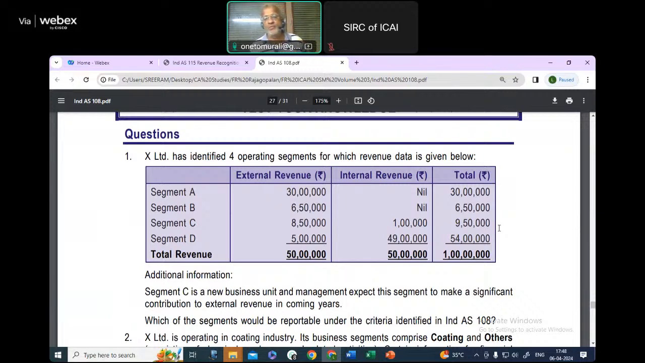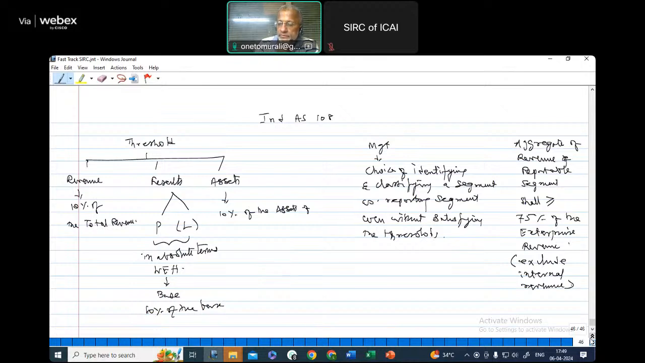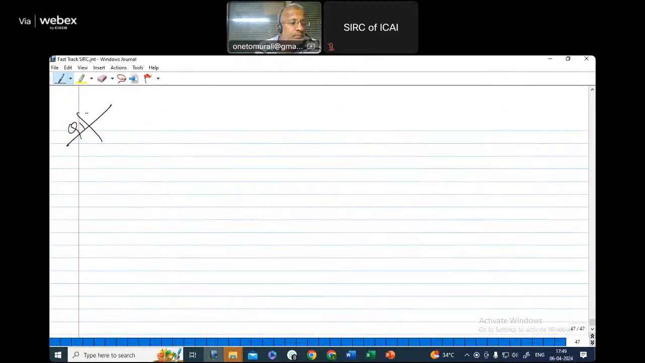And the total is 36.5, 9.5 and 54. So additional information, segment C is a new business segment and management expects this segment to make a significant contribution to external revenue in coming years. Which of these segments would be reportable under the criteria identified in 108? So we understand that 1 crore is the total revenue, external and internal together. So total revenue 100 lakhs. 10% of that is 10 lakhs.